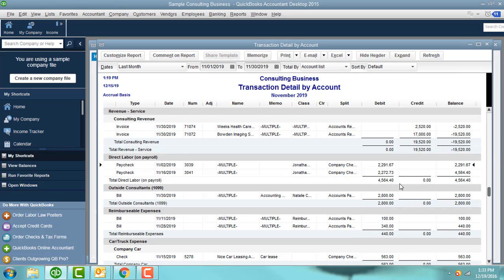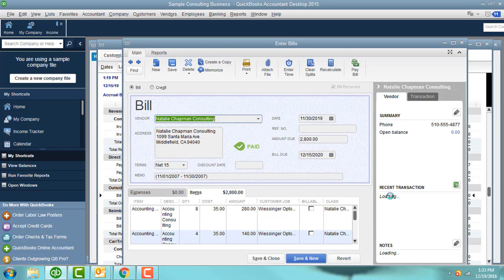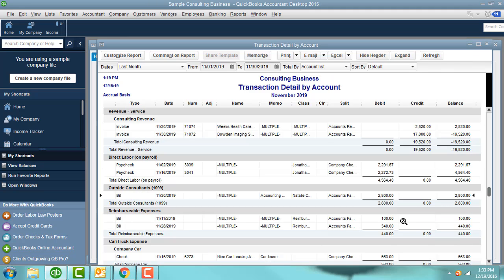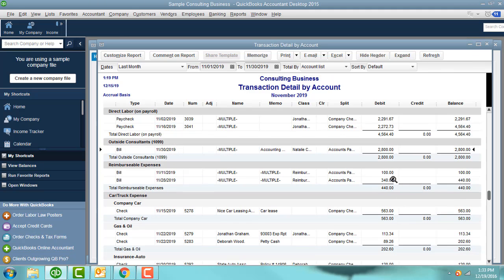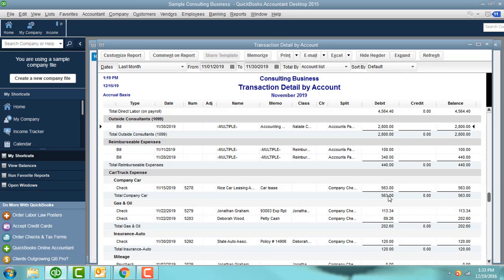Okay, so you can see there's a payroll withholding or payroll. Looks like an outside consultant here for about $2,800. We can click on that, and we can see that this Natalie invoiced us for about $2,800, and here's a job she did for that. Reimbursed expenses, so they get reimbursed for some expenses when they go out and visit clients and such.